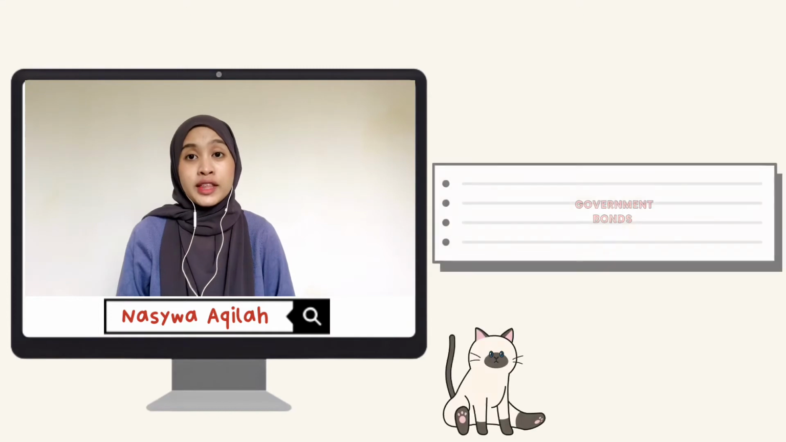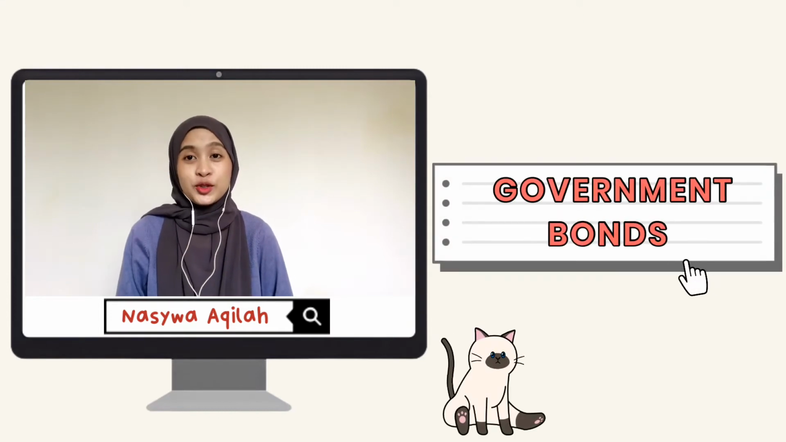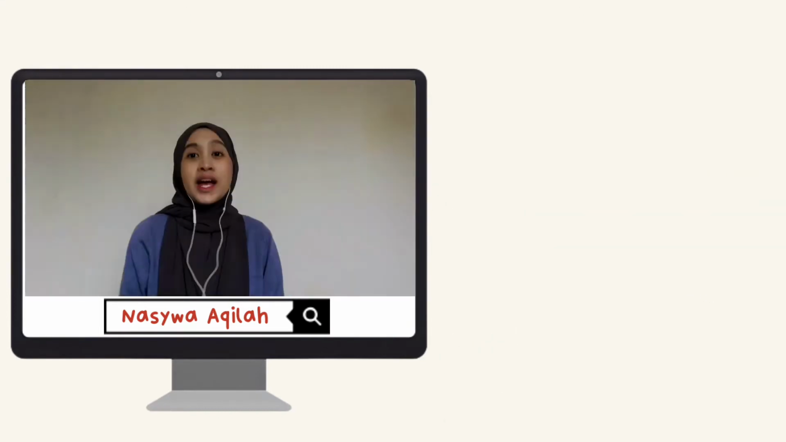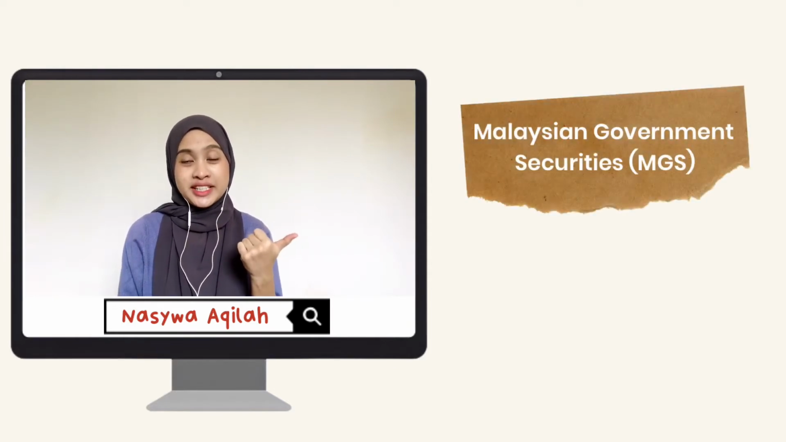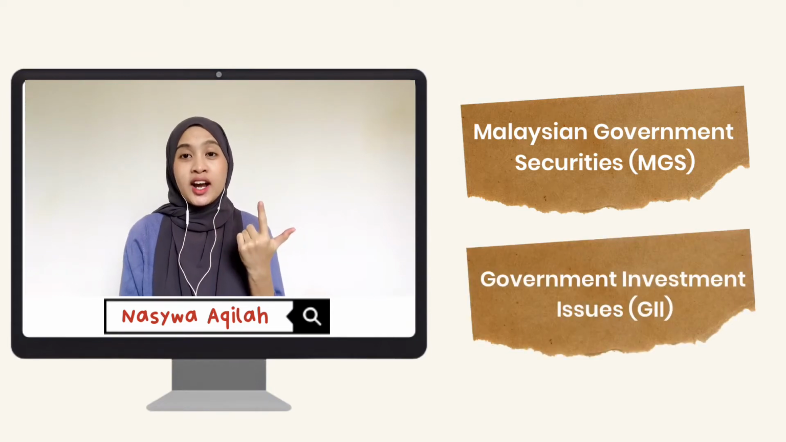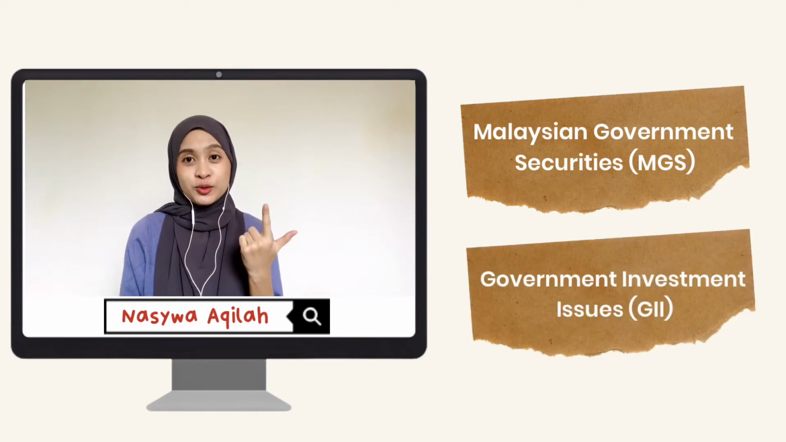Hi, my name is Nur Nashwa Akila binti Norizan, and I would like to explain the types of bond for the government bond. So, let's go through one by one. Government bond has two types of bond. One is MGS, known as Malaysian Government Securities, and another one is GII, known as Government Investment Issues.